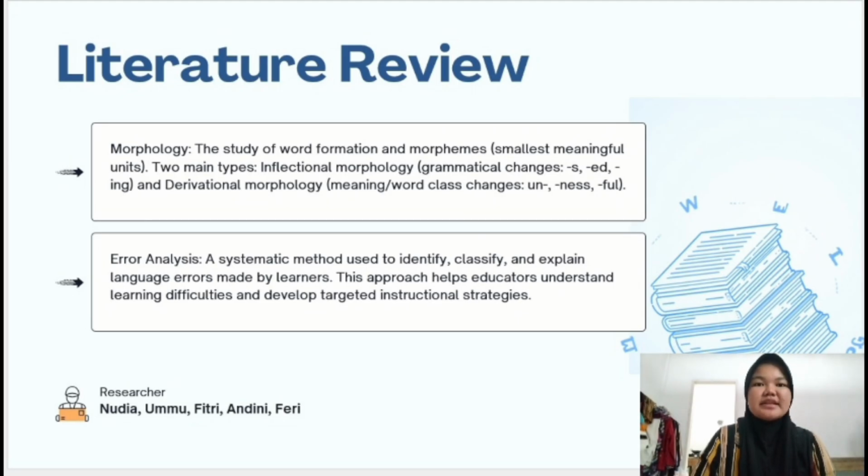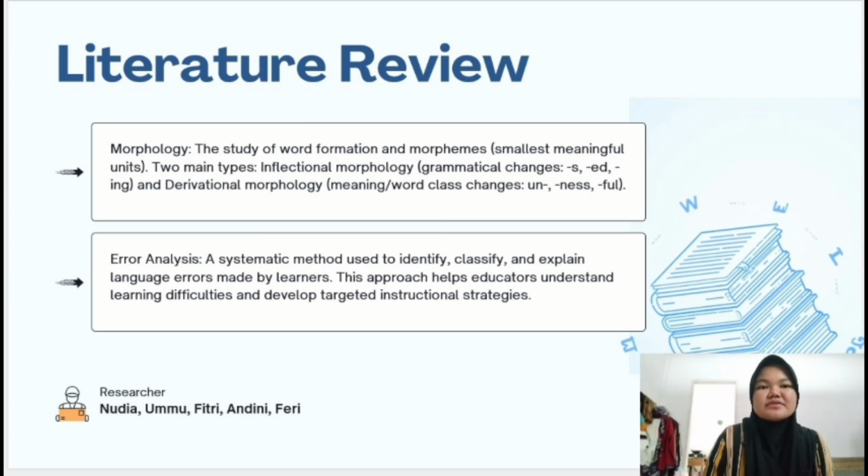First, morphology is the study of word formation and morphemes, which are the smallest meaningful units in language. Morphology helps learners understand how words change according to grammatical functions such as tense, plurality, and word formation. There are two main types of morphology. The first is inflectional morphology, which focuses on grammatical change like adding s, ed, or ing. The second is derivational morphology, which changes the meaning or word class of a word, for example, by adding prefixes or suffixes such as un, ness, and full.